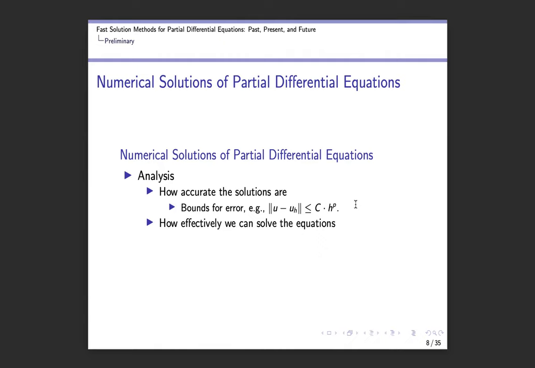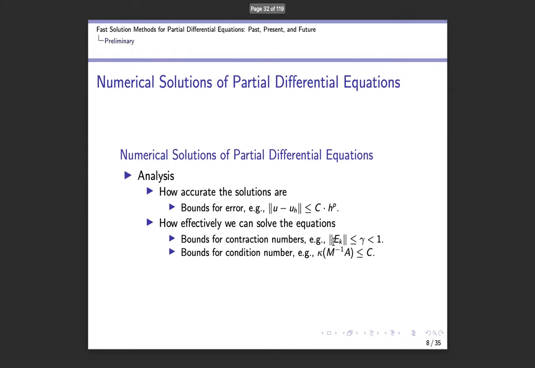And for an efficient numerical method, we consider this one. We may consider some contraction number strictly less than one. This is the error propagation operator. Or if we use some preconditioner, then we may consider the condition number of the preconditioned system. Okay, so we may focus on this kind of analysis.